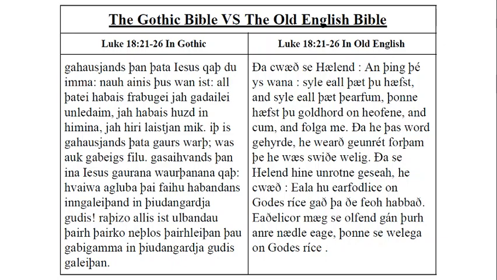So that's the Gothic, and now the Old English reads: Vakwath sahaland, anthing is wana, sille that du hafst, and sille that therefrom, dan hafst du goldhorn an helfene, and come and folga me. He das woord heerde, he werd ungered, for them he was sweet the wely. Se helen hine un rotne jeseach, he quath. Ella, who erford liedje on God's riche gath, de veil havath. Li kormai se olfen gaan, durch andere nadele ere, dan se wellige on God's riche.